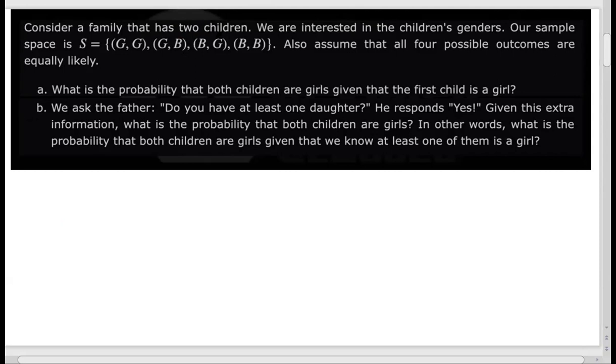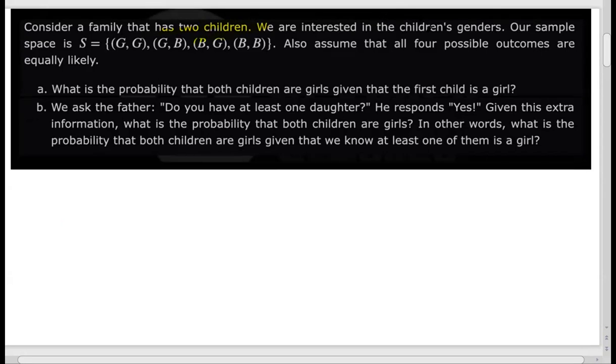If a family has 2 children, and we are interested in the children's gender, this is the sample space. Our sample space is GG, GB, BG, BB. Let's assume all four possible outcomes are equally likely.